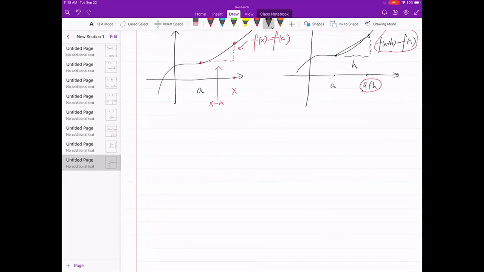Cool. So that's it. That's the definition of derivative. The derivative of f(x) at x equal to a is given by two formulas, which are actually the same formula.